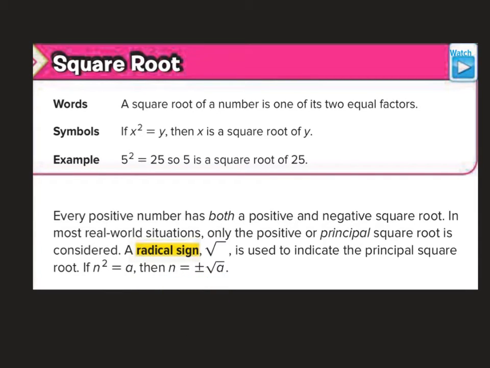So this may not have been introduced to you before, but basically what this means is that every value has a positive and negative square root. So for example, the positive and negative square root of 25 equals positive and negative 5. And the rationale behind this is 5 times 5 equals 25, and negative 5 times negative 5 also equals 25.